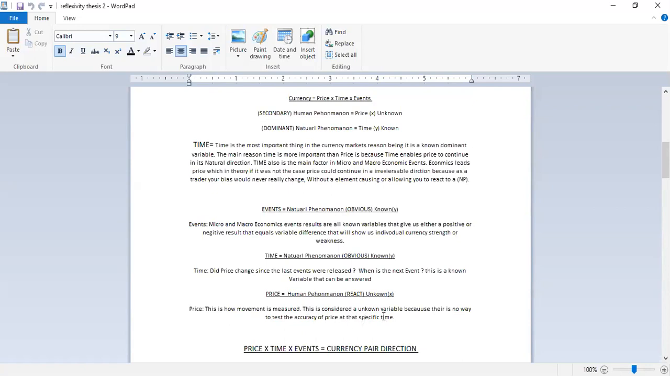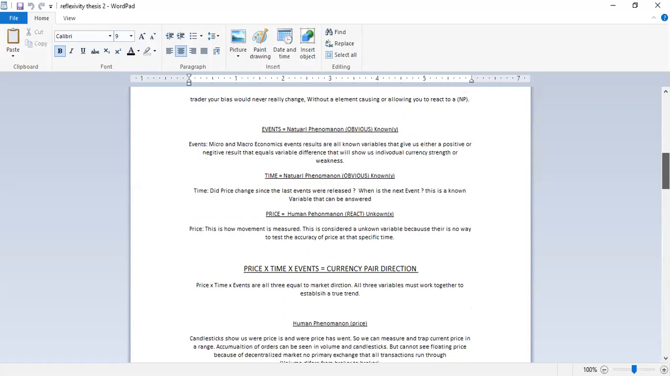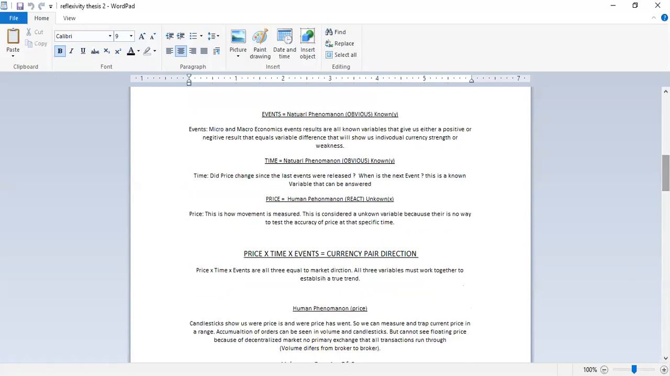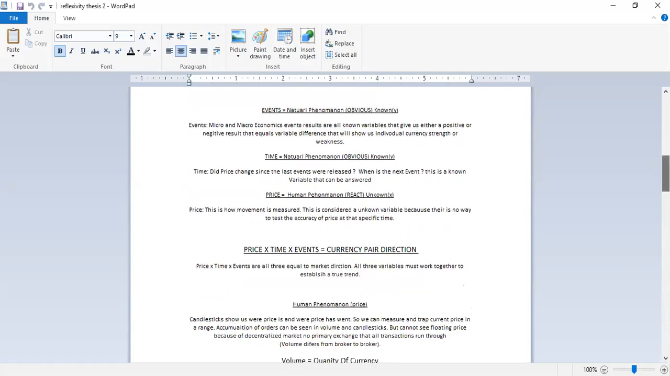This is considered an unknown variable because there's no way to test the accuracy of price at a specific point in time. So price, time, and events are all equal to currency pair direction. Price, time, and events, they all three have to be equal. They all three work together. So these three variables work together to establish a true trend.